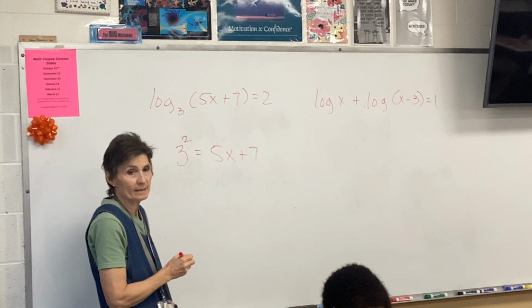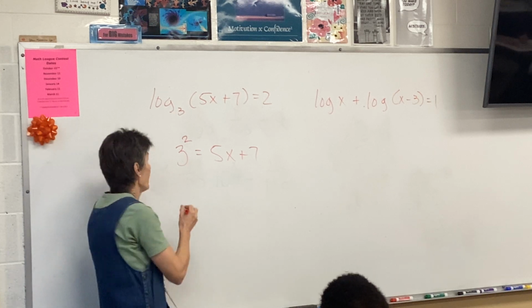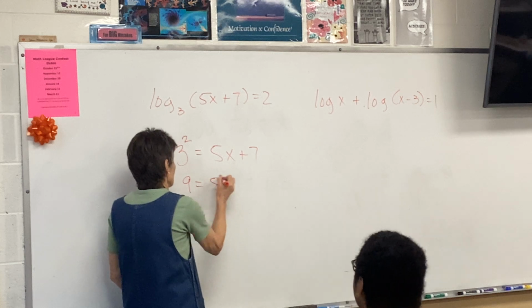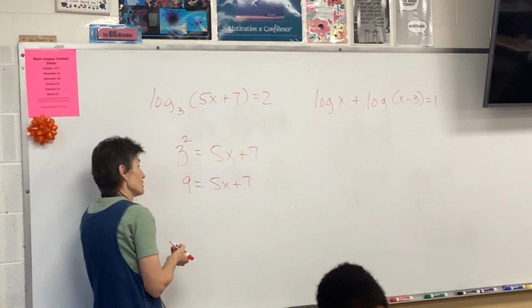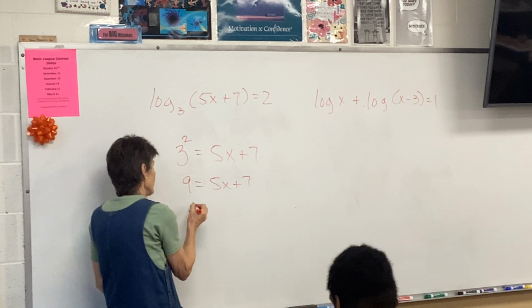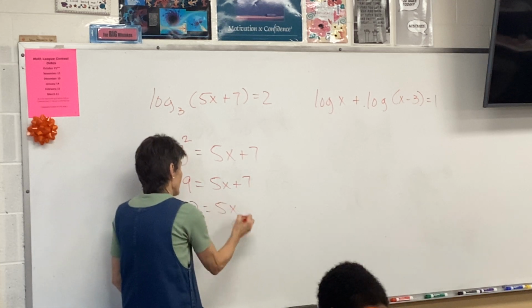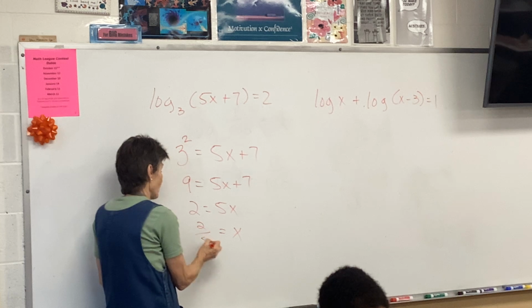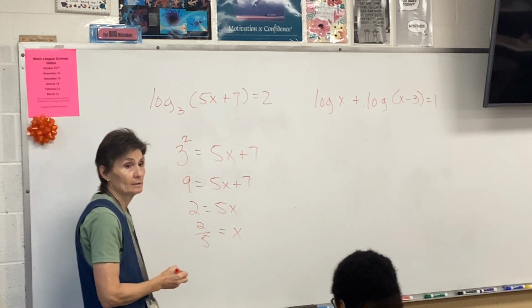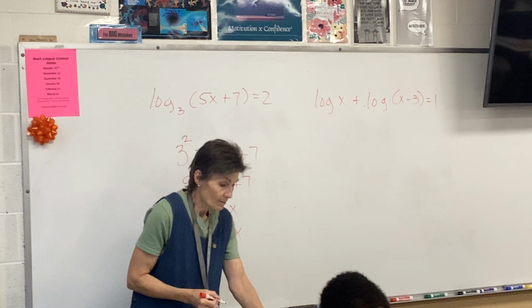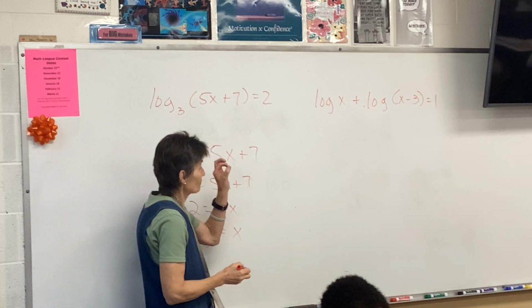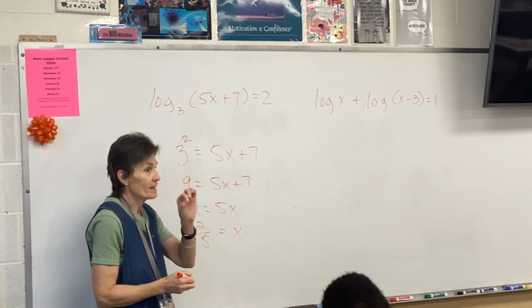3 to the second is 9. And then we'll just solve like a regular equation. So we'll subtract 7 and divide by 5. So I got 2/5. Easy enough. The next one has a complication in it.